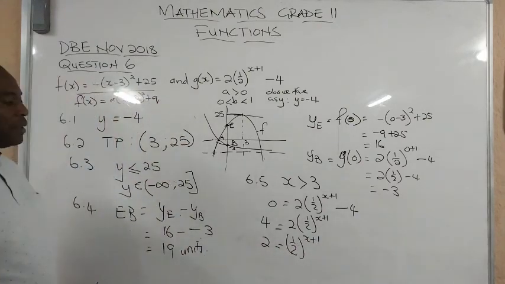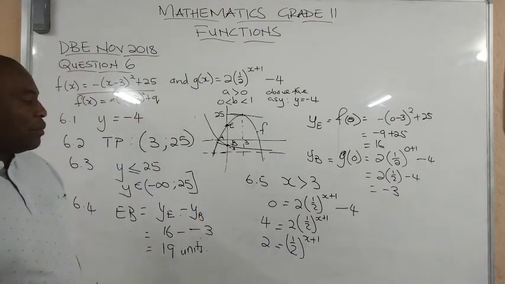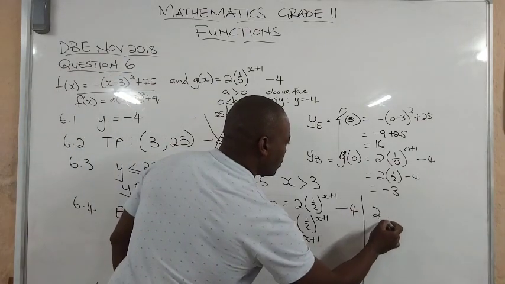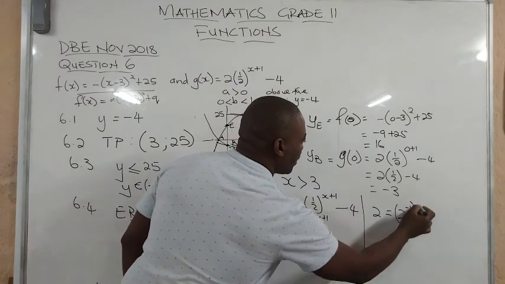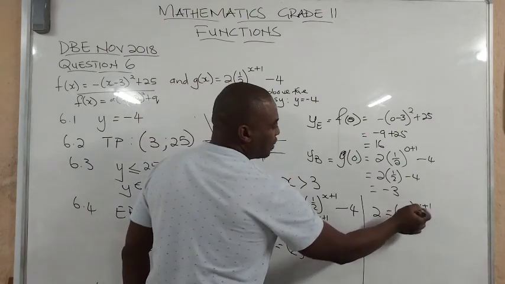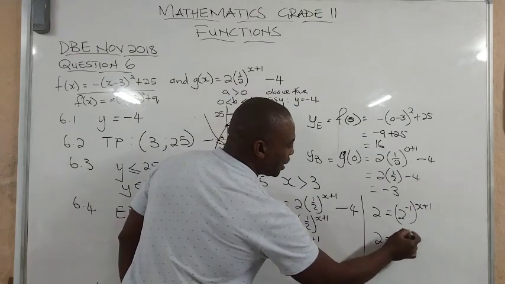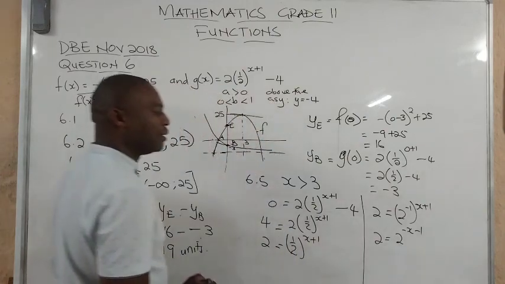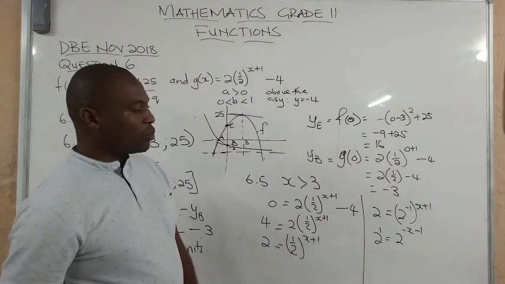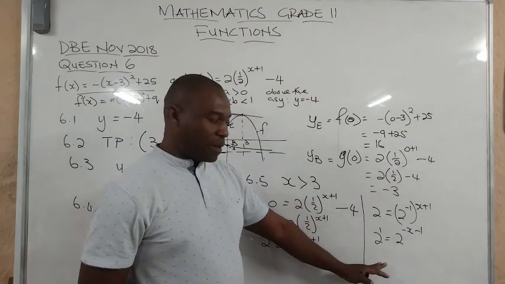And then let's make the base the same. We know that 1 over 2, we can write it as 2 to the power negative 1. So we are basically saying 2 is equal to 2 to the power negative 1, raised to the power x plus 1. And then laws of exponents tell us that we must multiply these exponents. That is 2 is equal to 2 to the power negative x minus 1. Then the bases are the same. We can equate. We know the exponent for 2 is 1. So we can now equate the exponents because the bases are the same.